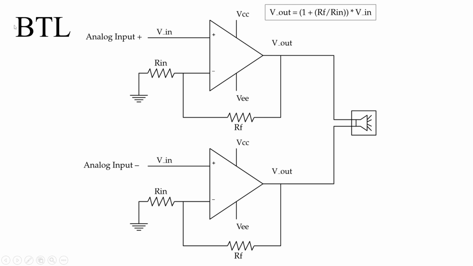So this is how a BTL amplifier will work. It will double the voltage and you will get more power output compared to a single-ended amplifier. Even if you want, you can increase your amplification factor as a gain factor. You will get more output. You can keep 10 as your gain factor, so you will get output as 10 times of V.